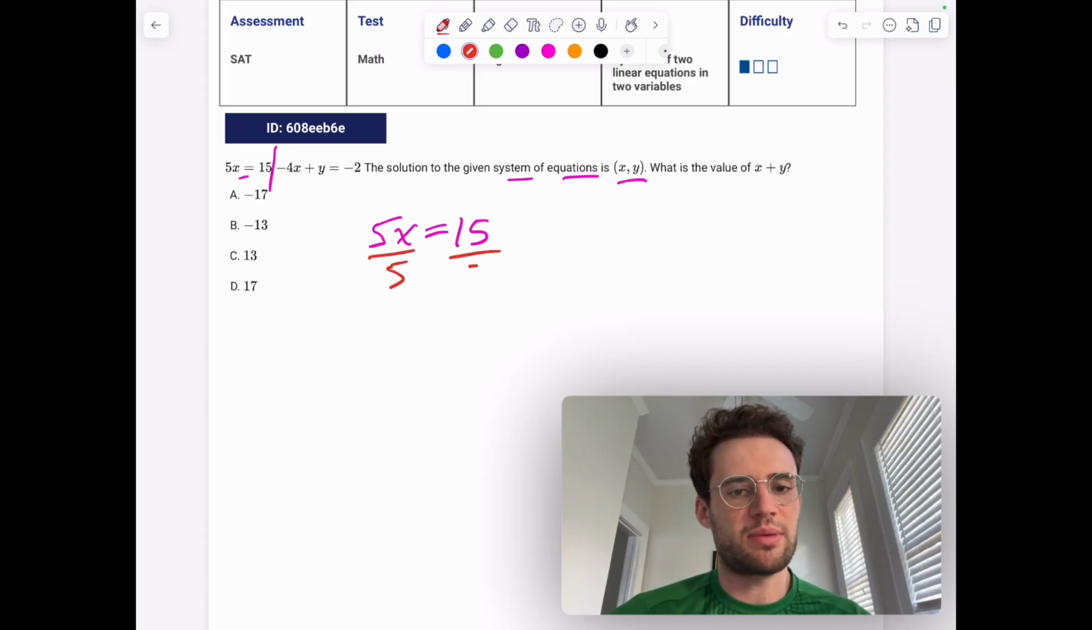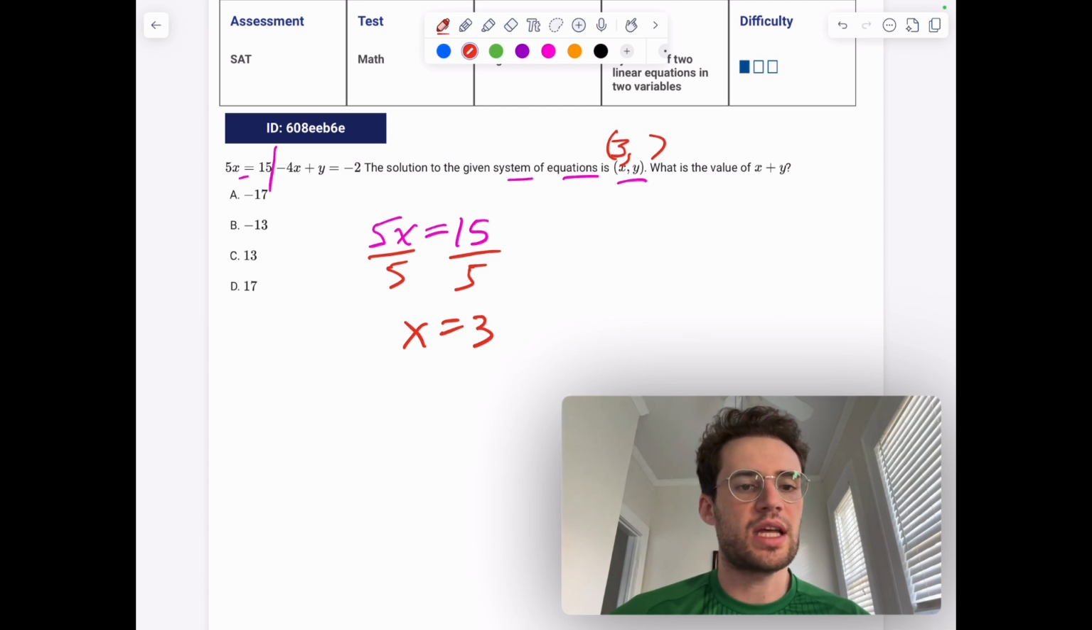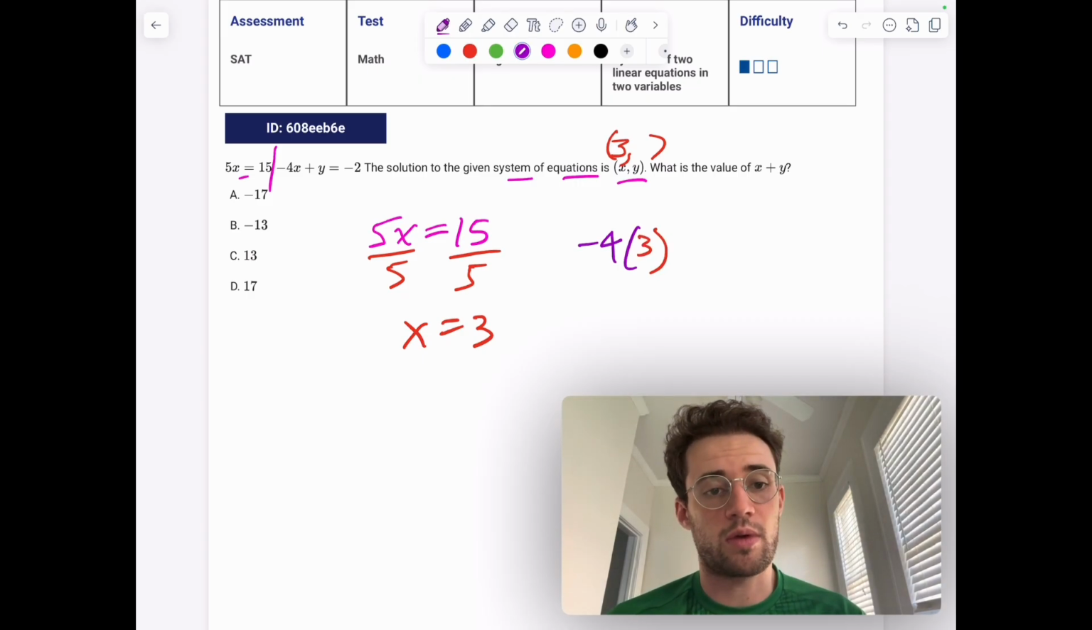And we'll divide both sides by 5. That gives us that x is equal to 3. So 3 is the x coordinate of this ordered pair for the solution. And now we can use that 3 to find what y is, because we'll just plug 3 in for x in the other equation. We have -4 times 3 plus y equals -2.